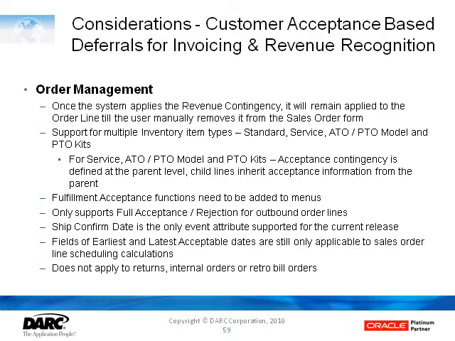The other thing to know is this functionality is applicable for many inventory item types: standard, services, the ATO and PTO models, the PTO kits. For the items that have bills of material attached to them, the contingency attributes and definitions actually reside at the parent level, and then all the child levels inherit those attributes and process as a result of the parent. So with standard bill of material functionality, in most cases everything blows down into the child lines. As we stated before, you need to make sure your fulfillment acceptance attributes are added to your appropriate responsibility menus.